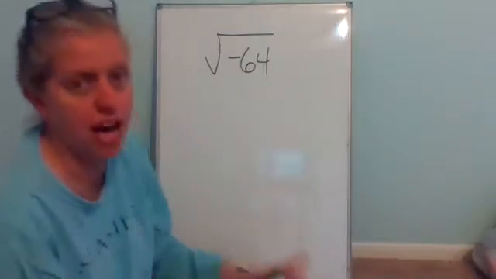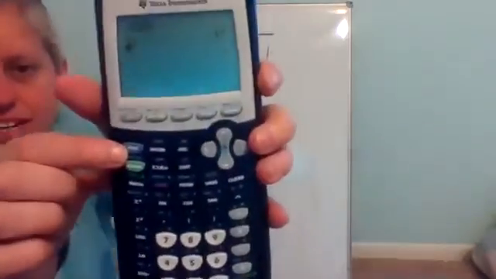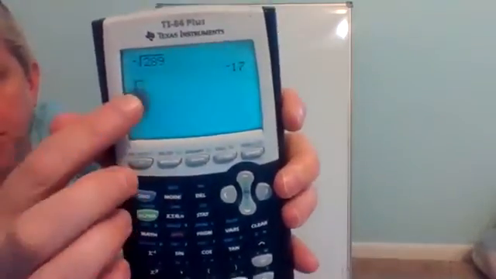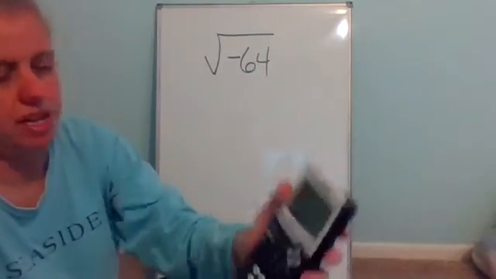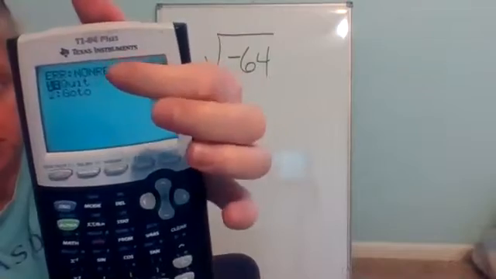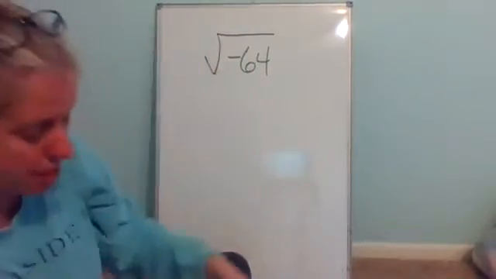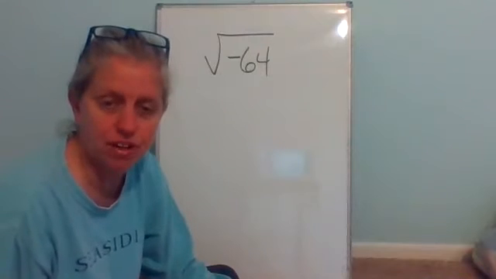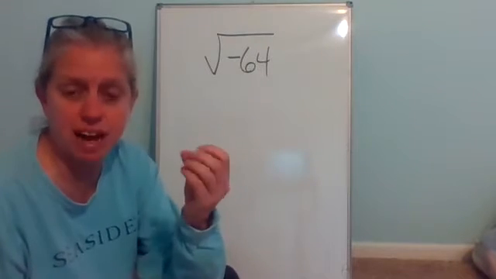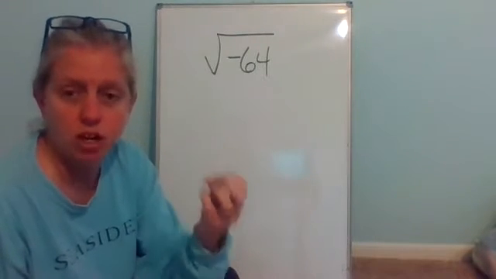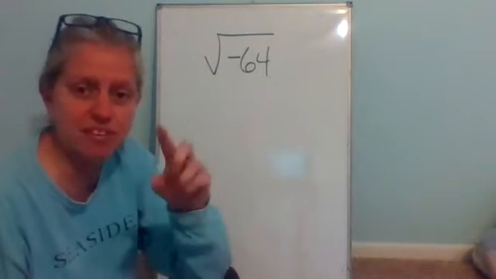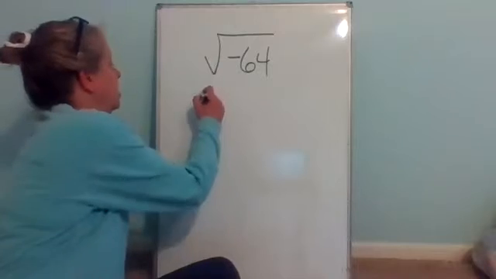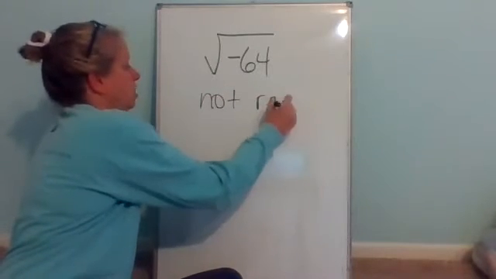Because if you tried to do that in your calculator, so if you hit second square root and then put -64 under there and hit enter, it's going to tell you non-real answer, because there's not a real number that you can multiply times itself and get a negative, right? Because if you multiply the same number together, you're always going to get a positive answer, right? Even a negative times a negative is positive. So that's why this one is not a real number.